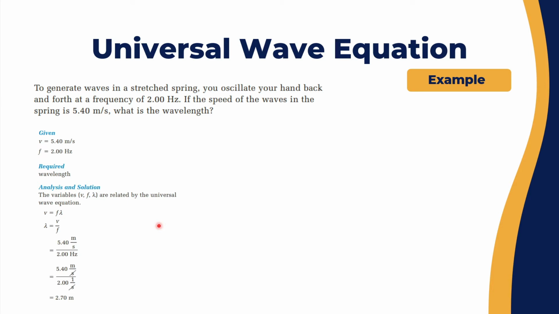Example on that: to generate a wave in a stretched spring, you oscillate your hand back and forth at a frequency of 2 hertz. So that's the frequency. If the speed of the wave in the spring is 5.4 meters per second, what is the wavelength? We have v and we have frequency. What is the wavelength lambda? We know that v equals frequency by lambda. Lambda equals v over frequency. We have v as 5.4 over 2 as a frequency. That would give you the lambda, or the wavelength, to be 2.7 meters.